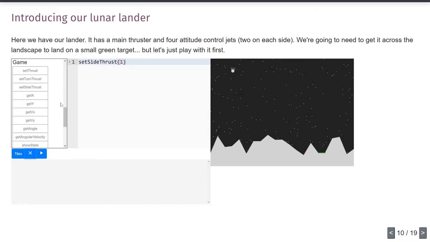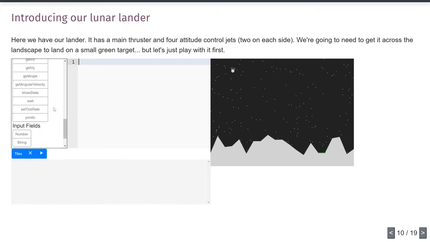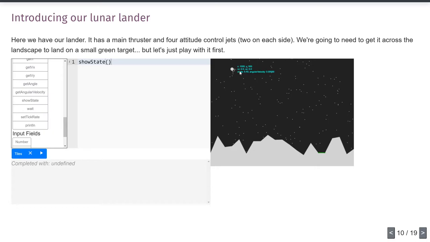It's got its properties in terms of where it is. Let me delete that and let me just turn these on. So if I just go show state, it's going to print in blue on the right-hand side some of the state that's going on with this. So it's got an X and a Y location. It's got a velocity in the X location.